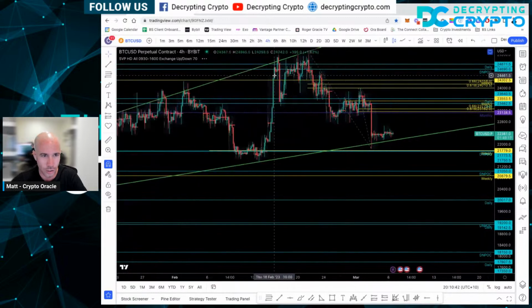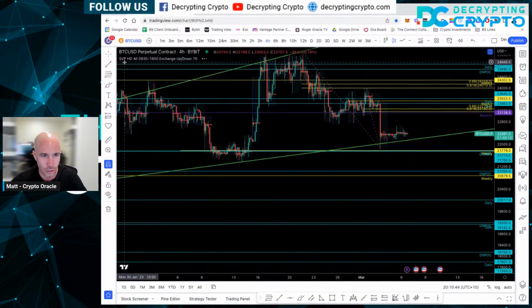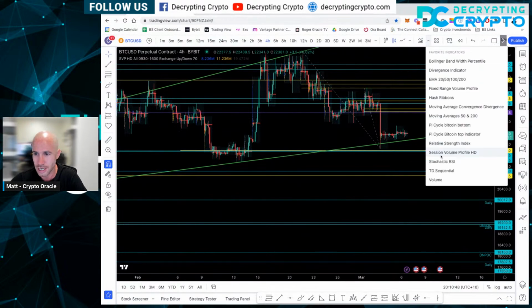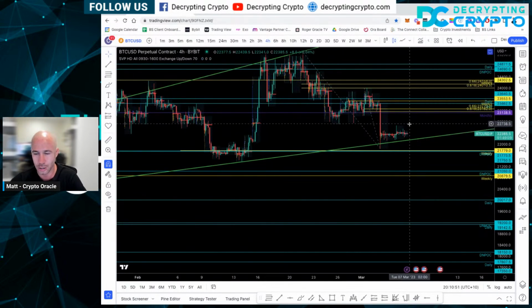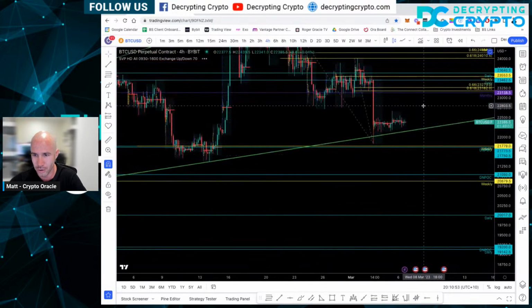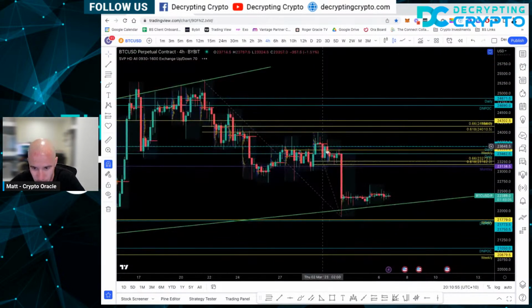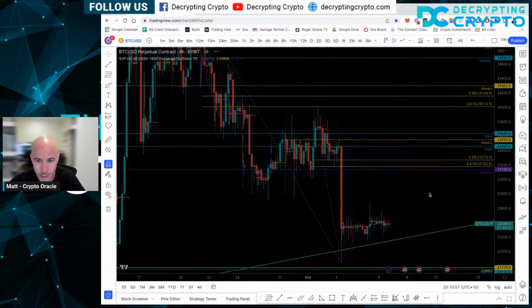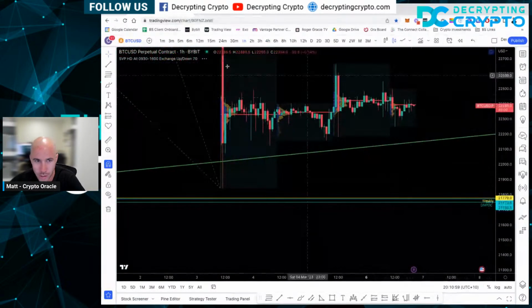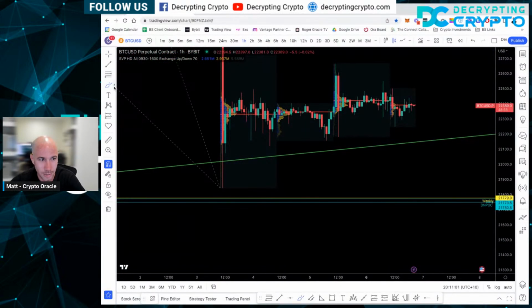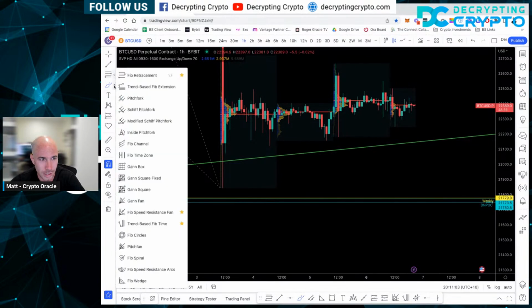Okay, so one of these indicators is the SVP-HD. Let me just quickly show you guys what that one is. Session volume profile HD. I spoke about this at the start of today's video, how every day you will tend to see, let me go to the 1 hour, it'd be a bit clearer. So these boxes are 1 day. Let me bring out a box. There we go.